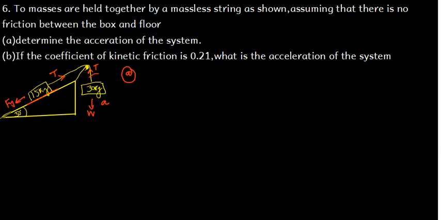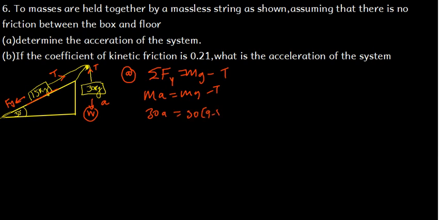So let's start first with this mass which is here. The net force, it doesn't have any force in the x, so it is just moving in the y. So the net force in the y is given by what is pulling it downwards, mass times gravity, that is the weight, and then minus what is pulling it up, the tension. So the net force in the y is mass times acceleration, that will be equal to mg minus tension. The mass is 30, we don't know the acceleration, and that will be equal to 30 times 9.8 minus T.